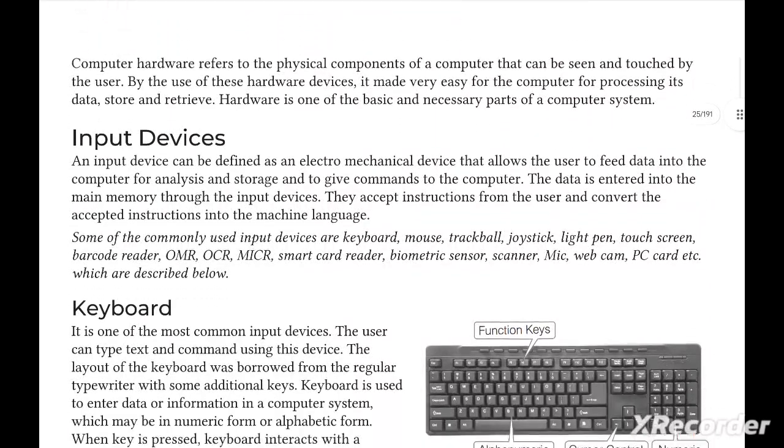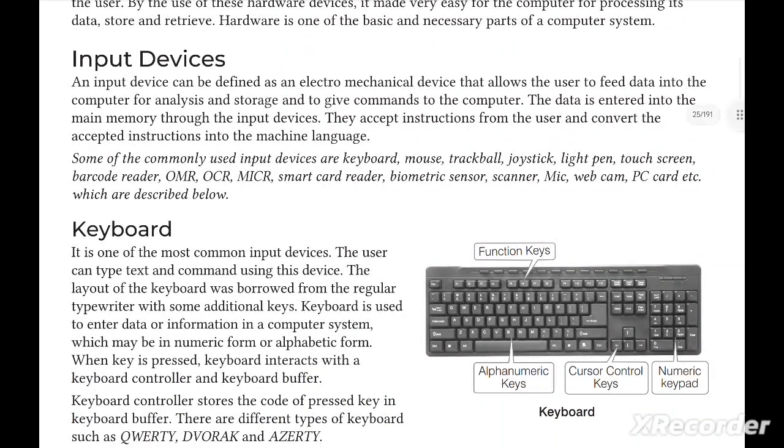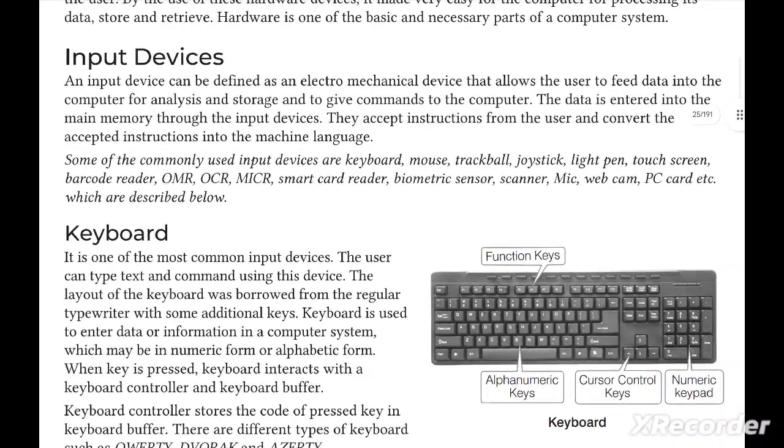Input devices. An input device can be defined as an electromechanical device that allows the user to feed data into the computer for analysis and storage and to give commands to the computer. The data is entered into the main memory through the input devices. They accept instructions from the user and convert the accepted instructions into the machine language.